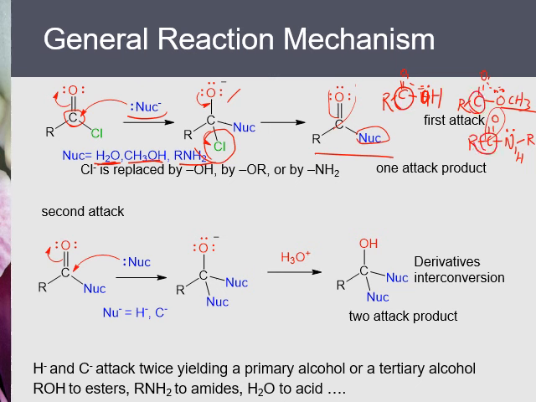And therefore, after the first attack of these nucleophiles, the product carboxylic acid, esters and amides are the final product. There's no second attack. Alcohol or amine, they don't attack twice. On the other hand, if the nucleophiles are hydride, for example, lithium aluminum hydride, or Grignard reagent, that's a carbanion, after the first attack, for example, if it's hydride, the leaving group chloride leaves, and you get an aldehyde.